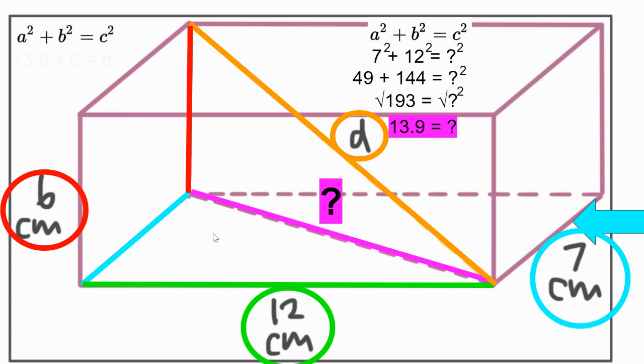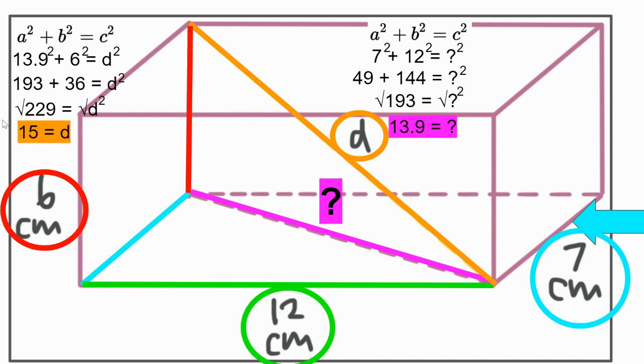So we're going to take our measurements and plug them into the Pythagorean theorem. So we took our new side length we just found, 13.9, plus this side length, which is 6 centimeters. We're going to square those. 193, I rounded, plus 36 equals D squared. Get the square root of our total, which 193 plus 36 is 229. And we'll get an answer of about 15 if I round. So we found our diagonal length is 15.